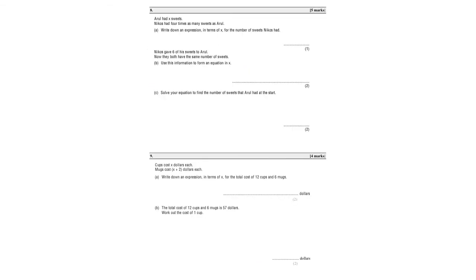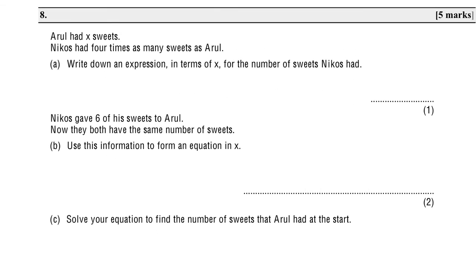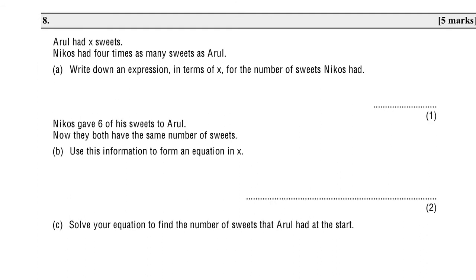Okay, question 8. So, Arul had x sweets. Nikos has 4 times as many sweets as Arul. So if Arul has x and Nikos has 4 times as many, that's 4x. Write down an expression in terms of x for the number of sweets Nikos has, so 4x. So, Nikos gave 6 of his sweets to Arul. Now they both have the same number of sweets. Use this information to form an equation in x.